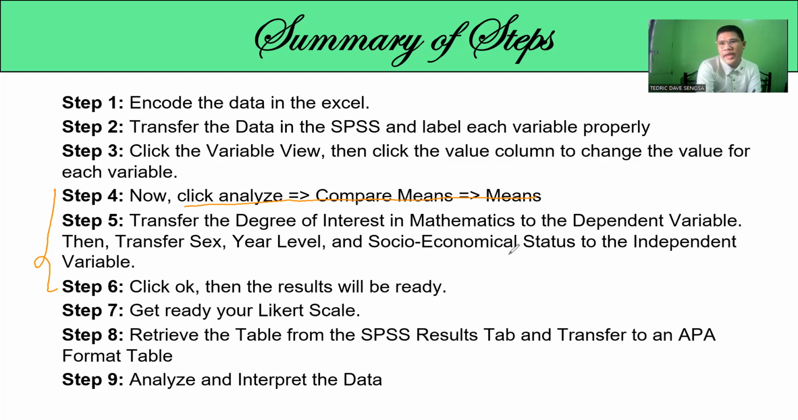So for example, in the study of Kaila's group, it's about parental involvement. So you transfer the parental involvement as the dependent variable, and then you transfer the categorical data here. So if you have the same categorical data, like sex, year level, and socioeconomic status, you may transfer it to the independent variable. Okay? This step number 5 can be changed depending to your context. And then 6 would be okay.